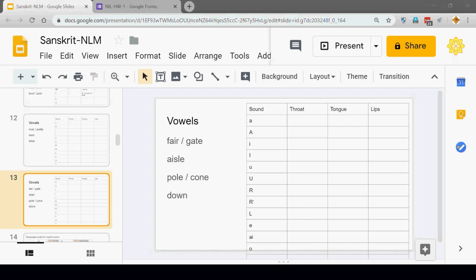Again, we look at the three things here: throat, tongue, and lips. Right? For the A sound, the throat is relaxed, tongue is relaxed. For E, throat is tense and lips are stretched. So for this sound, the throat is relaxed, but the tongue is trying to say E, raised towards the top.